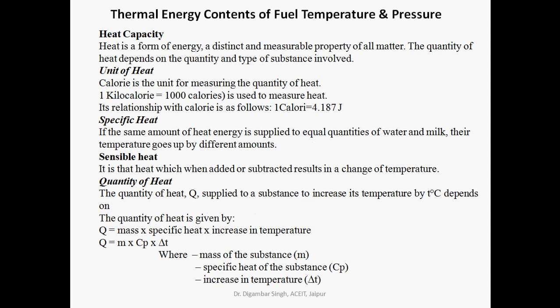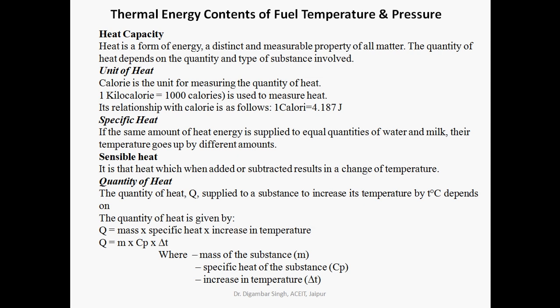Now the next topic is thermal energy content of fuel: temperature and pressure, heat temperature, heat pressure, and also fuel temperature and fuel pressure. Heat is a form of energy, a distinct and measurable property of all matter. The quantity of heat depends on the quantity and type of substance involved. As units of heat, 1 kilocalorie is equal to 1000 calories, and 1 calorie is equal to 4.187 joules.